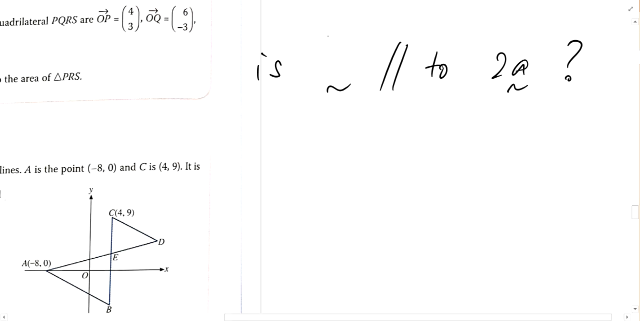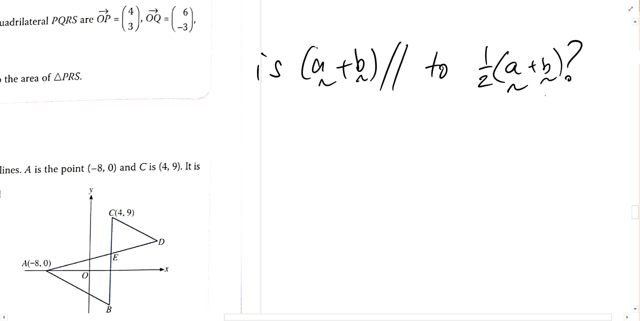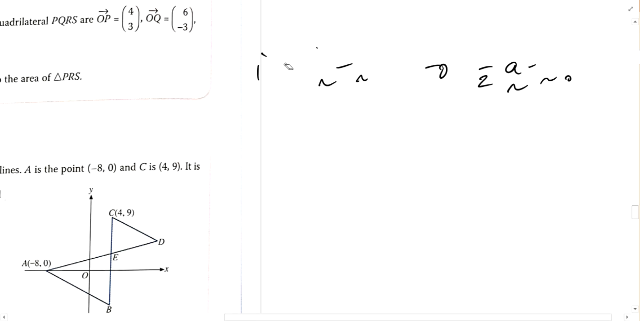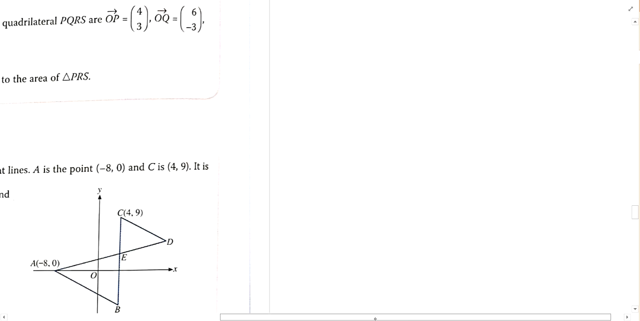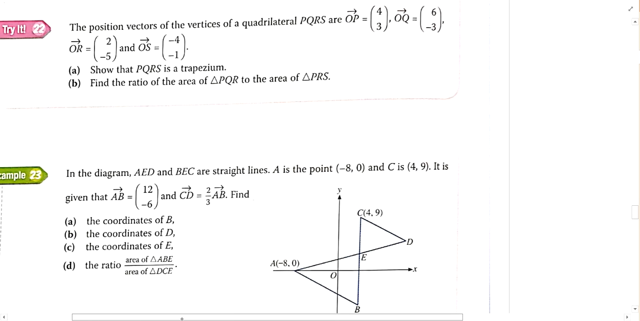Now I'm going to change the question. Is vector B parallel to half of B? Yes or no? Very good. Is vector A plus B parallel to half of A plus B? Yes, they are. How about A plus 3B with a 3B over here? Are they parallel? Yes, they are parallel. So this is how we can use vectors to prove that they are parallel. As long as you can write one in terms of the other, by a scale factor or scalar multiple, then they are parallel.